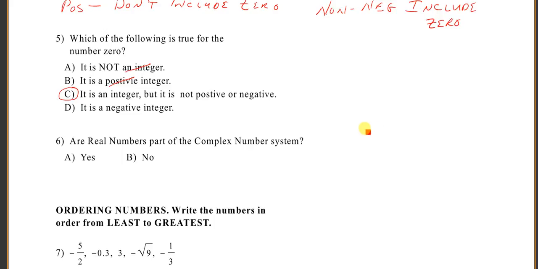Are real numbers part of the complex number system? Yes, they are. A real number is part of the complex number system. The complex number system is the overall number system, and it is composed of real numbers and imaginary numbers. So yes, it is a complex number.